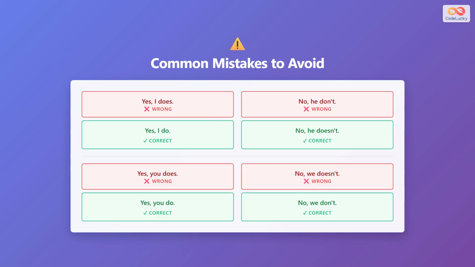Let's look at common mistakes that beginners make. First mistake, saying yes, I does. This is wrong because I should always use do, never does. The correct answer is yes, I do. Second mistake, saying no, he don't. This is wrong because he is third-person singular and needs does. The correct answer is no, he doesn't. Third mistake, saying yes, you does. Remember, you always uses do, not does. The correct answer is yes, you do. Fourth mistake, saying no, we doesn't. We is plural, so it uses do, not does. The correct answer is no, we don't. Remember the golden rule, only he, she, and it use does. Everyone else uses do.